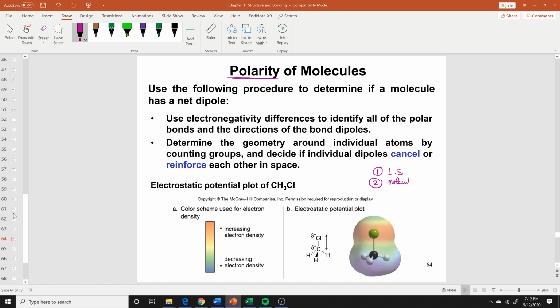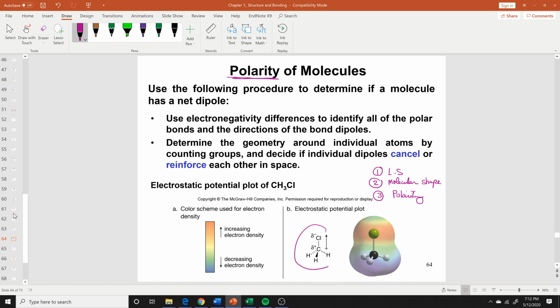So molecular shape or geometry, it doesn't matter, but I am saying shape to take into consideration any lone pairs in there. After you draw the Lewis structure and the molecular shape, then you are good to determine the polarity. You cannot determine the polarity before drawing the molecular shape. So not just from the Lewis structure, you have to draw the shape.